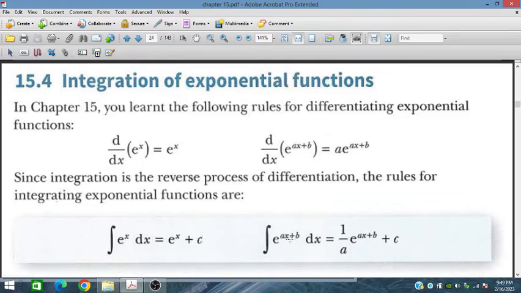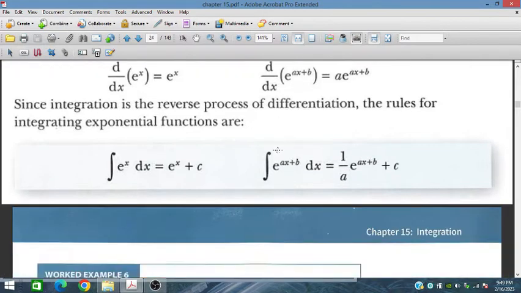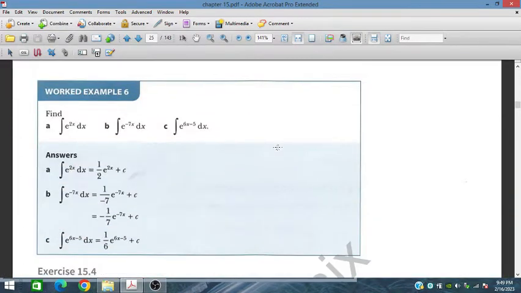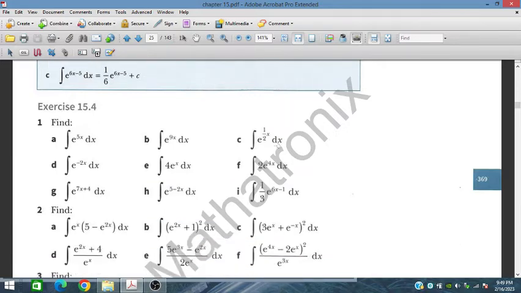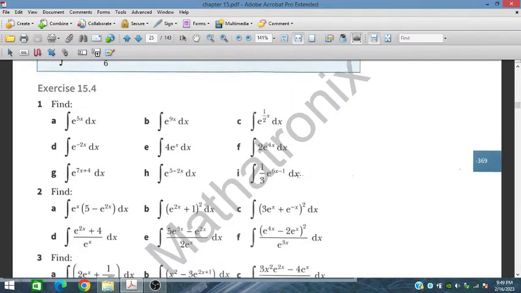Similarly for the integral of e^(ax+b) dx, we get e^(ax+b), and a is in the denominator, so the 1/a part is here, plus c. So we will use this rule for exercise 15.4. Let's start this exercise.